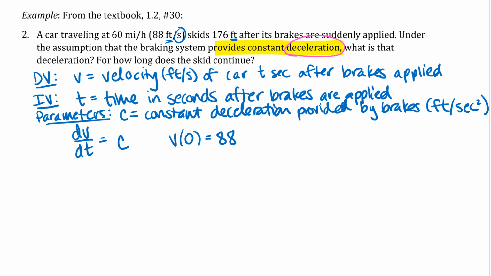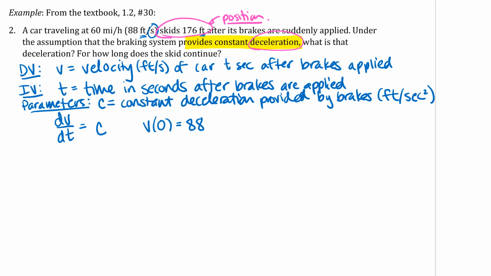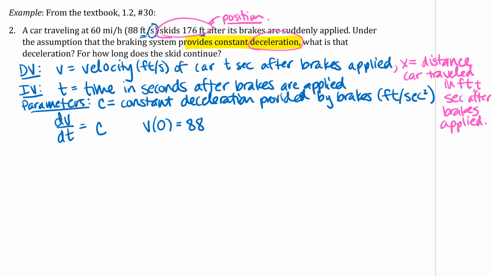Alright, and then the other piece of information that's given here is really about how far the car skids. And so that's really about position. And so we've got this relationship that rate of change of velocity with respect to time is acceleration, but we also have a relationship that velocity is rate of change of position with respect to time. So I do have a second dependent variable here. I'm going to use x to represent that. So position or distance the car has traveled, and we're going to measure that in feet, t seconds after the brakes are applied.